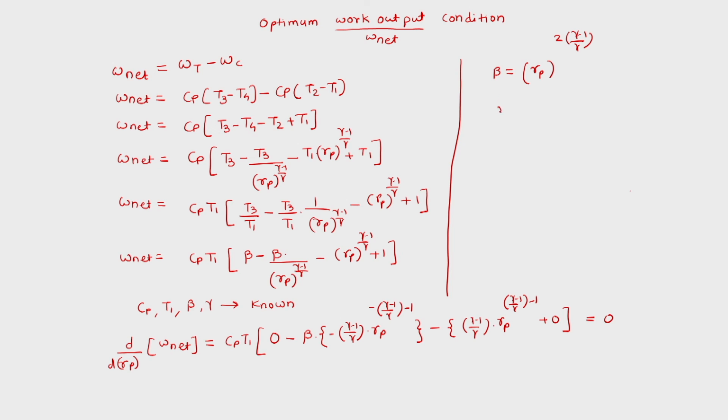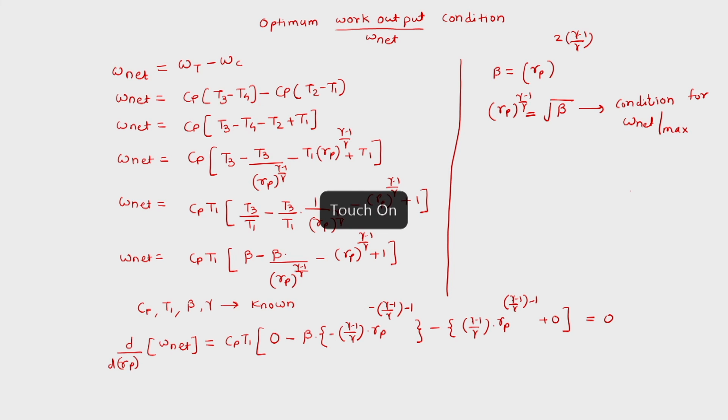So Rp raised to (gamma minus 1) upon gamma is equal to square root of beta. This is the condition for W net to be maximum. Okay, so we will go to the next slide and we will write down the condition for W net to be W max.